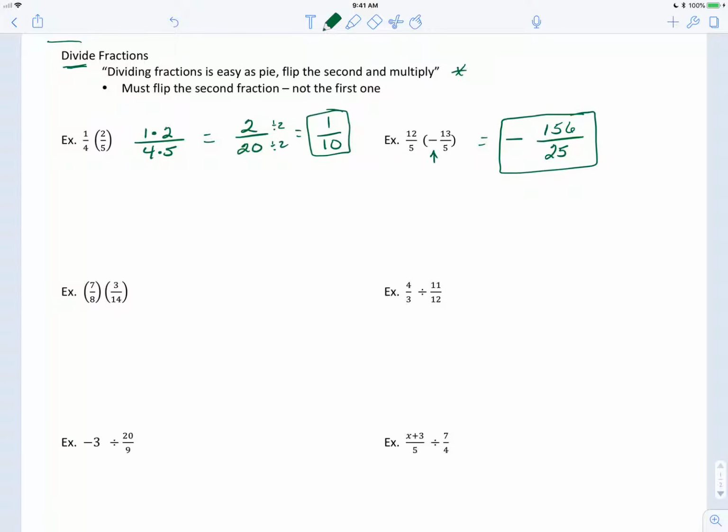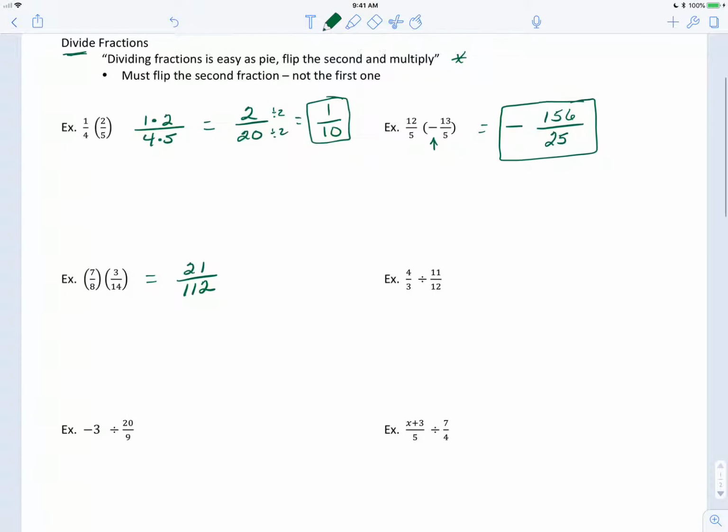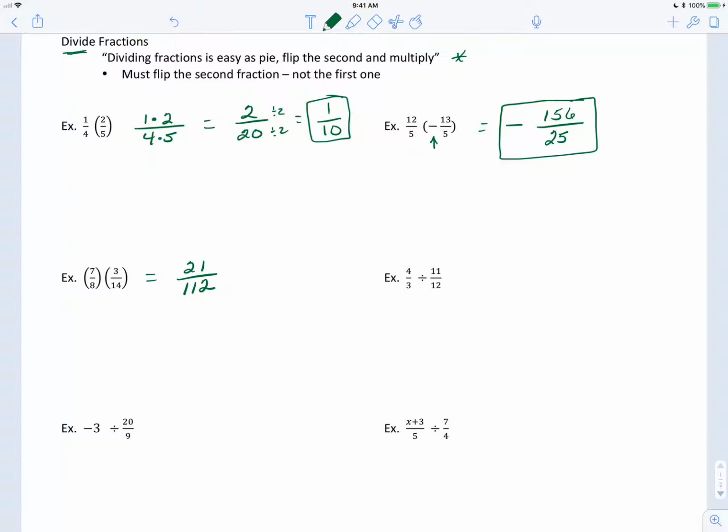So here we go again, another example. 7 times 3 on the top, 21. And 8 times 14 on the bottom is 112. And that one would probably reduce. And I want to show you another way of how you can do these. Remember, you can reduce before if you would like. So I'm just going to do this same example. We've got 7/8 times 3/14. Well, remember, you can reduce any top with any bottom. You cannot reduce tops, you cannot reduce bottoms next to each other, but you can reduce any top with any bottom when you're doing multiplication.